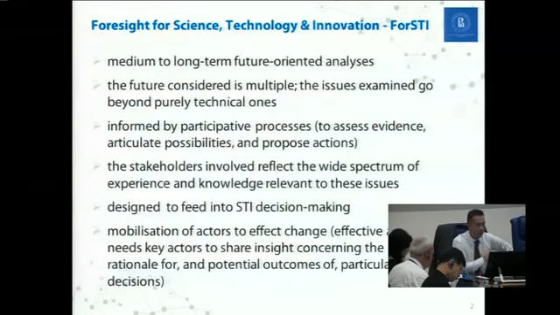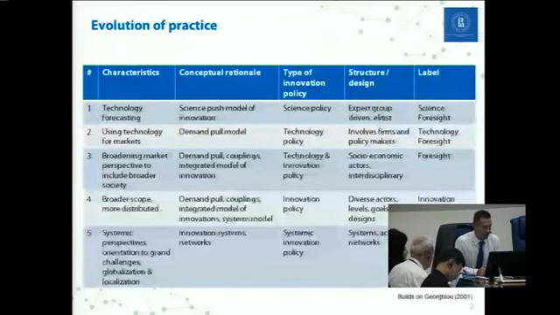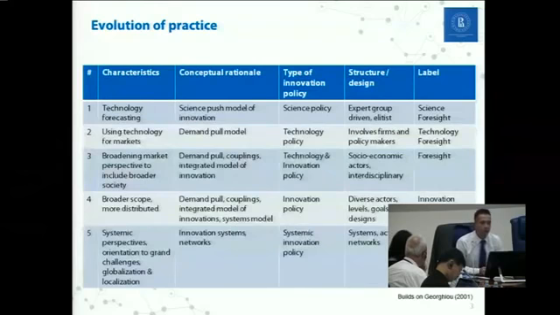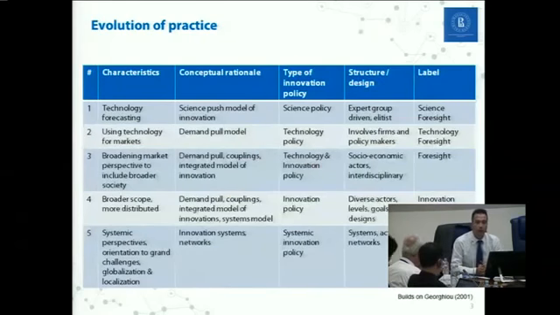So this is a slide which is built on Luke Georghiou's earlier work. It shows how foresight is practiced, from technological forecasting to technology foresight, innovation foresight, and to systemic foresight. This is happening for a reason. It is happening because the world is changing. We are facing more complexities, more interactions between different systems, and greater uncertainties. So we would like to address all this with proper solutions to these problems.